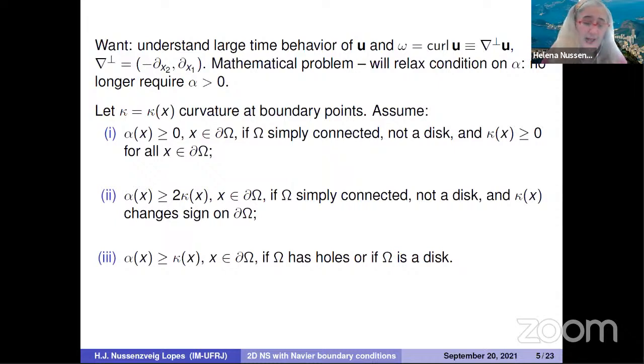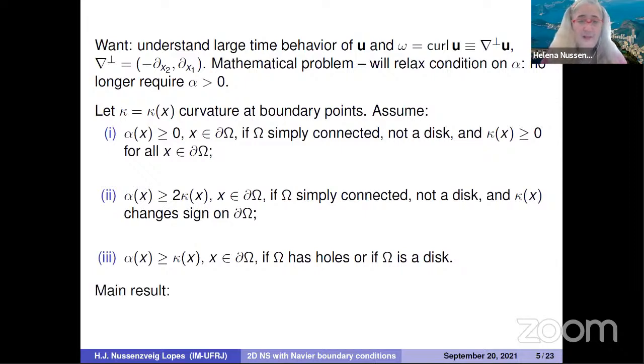And if omega has holes, or if it is a disk, then we will assume that the coefficient is greater than or equal to the curvature. So these are kind of like the weakest conditions that you can assume on the friction coefficient alpha in order to make everything work.